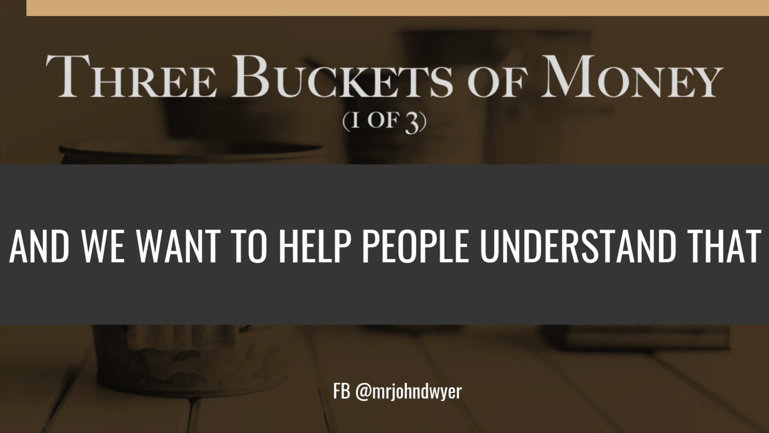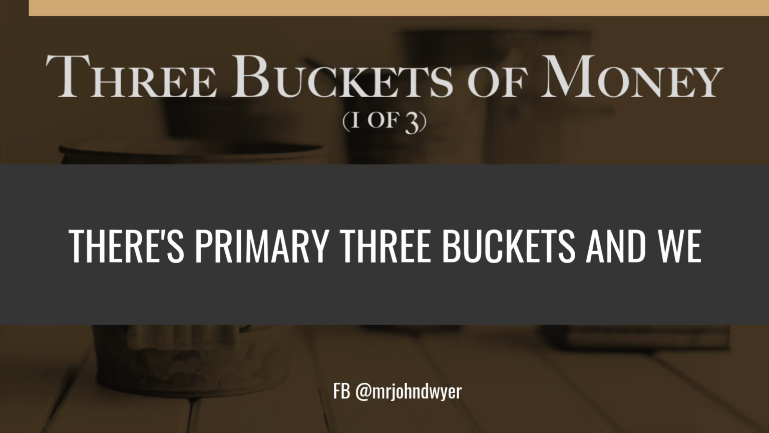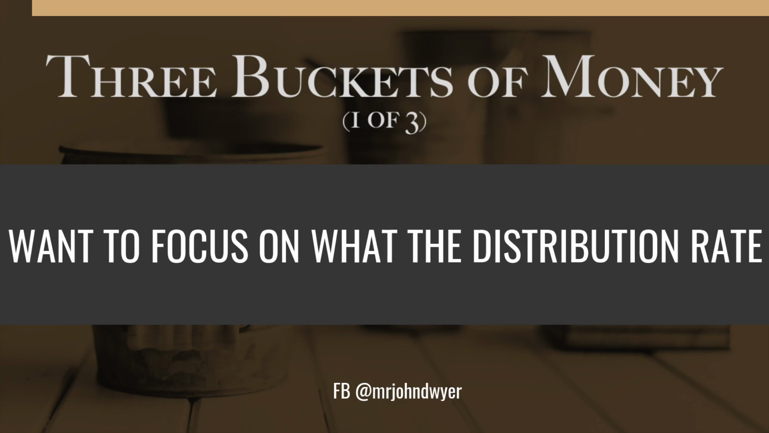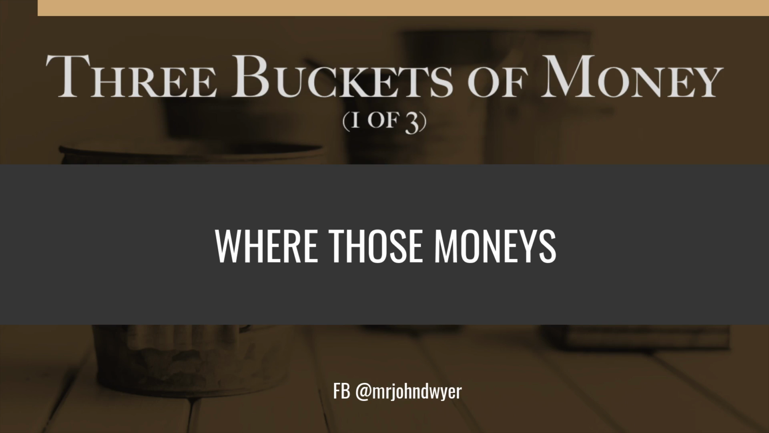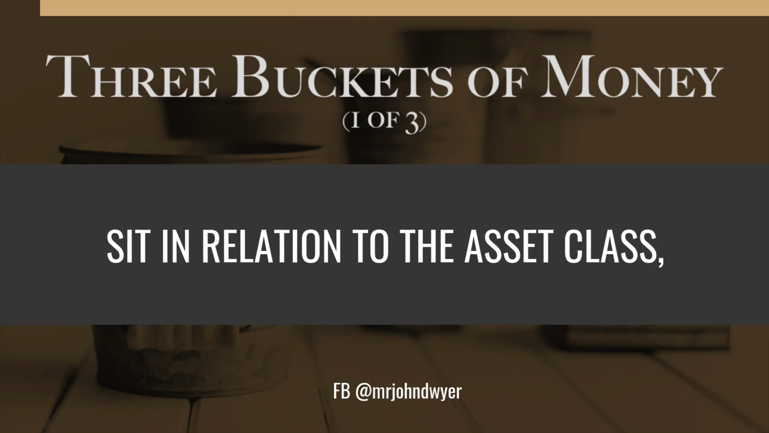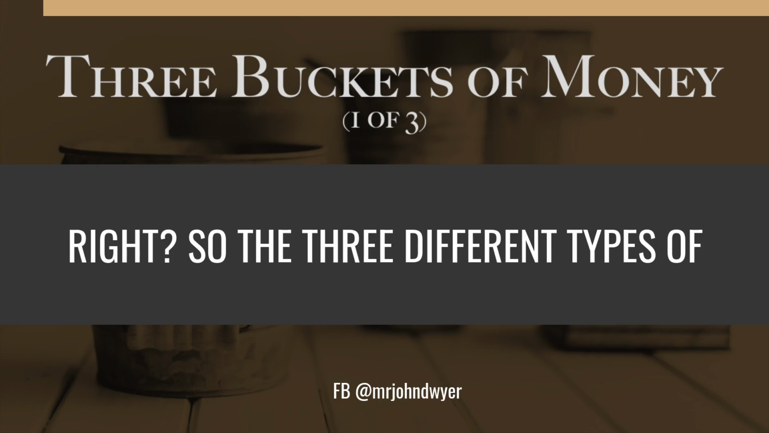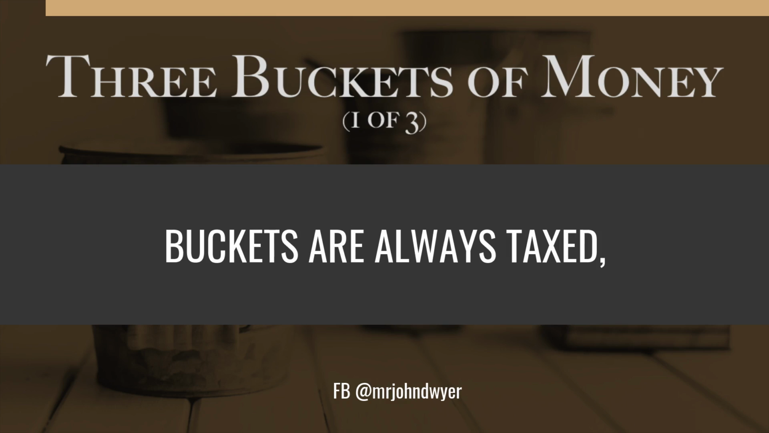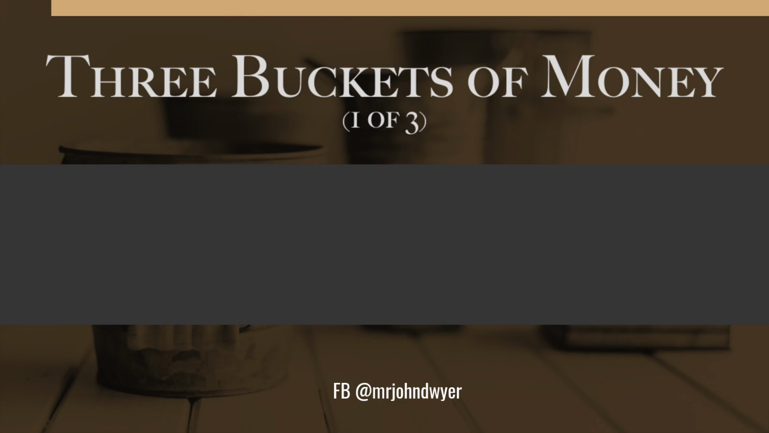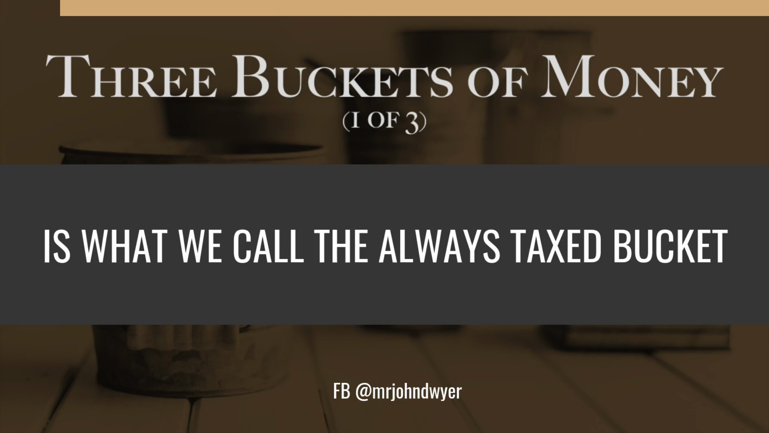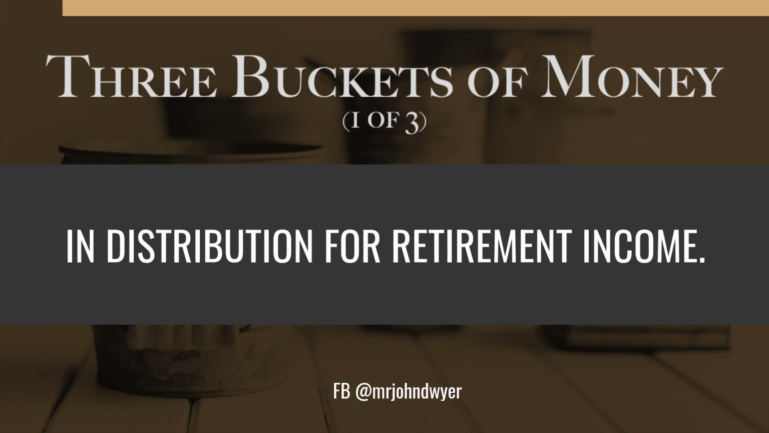And we want to help people understand that there's primarily 3 buckets. And we want to focus on what the distribution rate is going to look like as it relates to where those monies sit in relation to the asset class. So the 3 different types of buckets are always taxed, partially taxed, and never taxed or tax-free. And in this segment, the first bucket that we really want to focus on is what we call the always taxed bucket in distribution for retirement income.